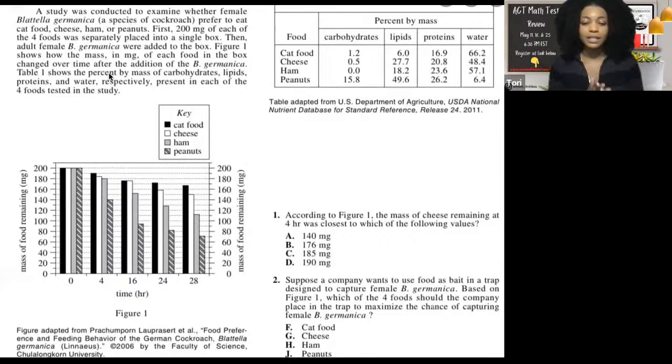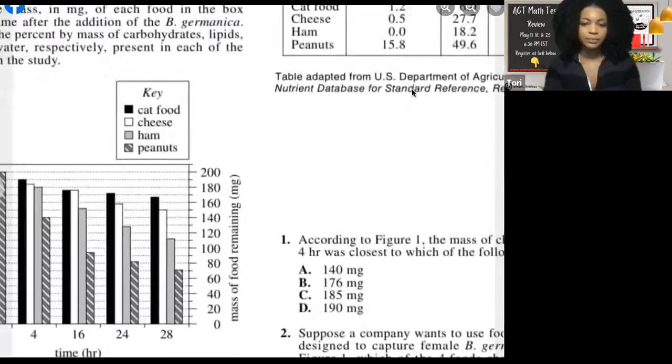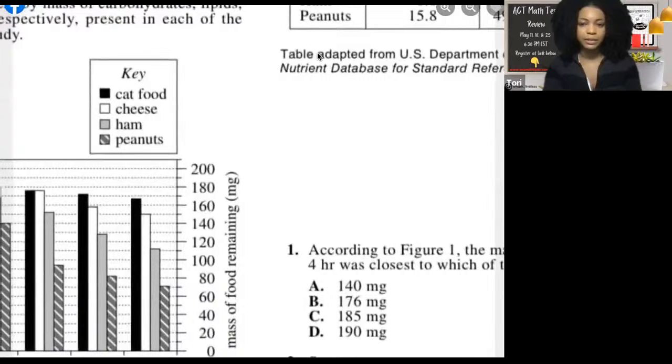Okay, so they did direct us to figure 1. We're going over to figure 1. And it says, which of the 4 foods should the company place in the trap if we're trying to maximize the chances of capturing this particular animal? So here's our key. The first one is cat food. Now look, cat food is the dark bar. Let me zoom in a little bit so you can see clearly what's going on here.